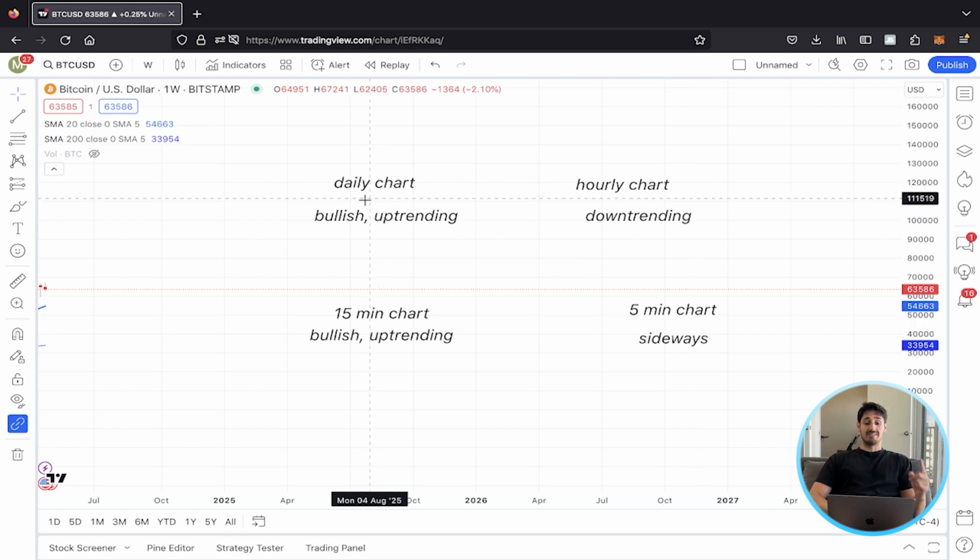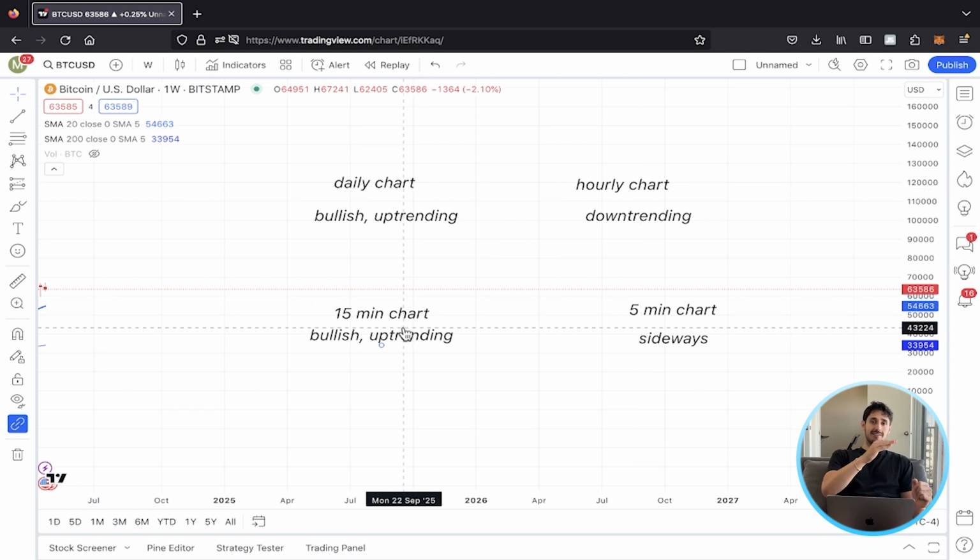Versus if the daily chart was uptrending, the hourly chart was uptrending, the 15-minute chart is maybe uptrending and consolidating for higher, and the 5-minute chart is also in an uptrend. It's also looking higher. It's showing bullishness. In that case, I have alignment, and it's showing me that price is telling me the same thing across multiple time frames. That's what I'm looking for. I'm looking for that alignment.